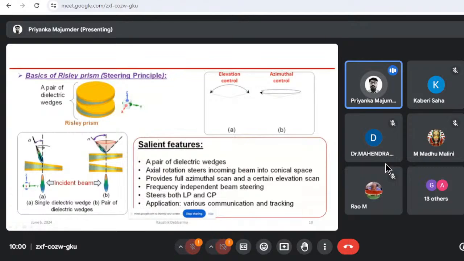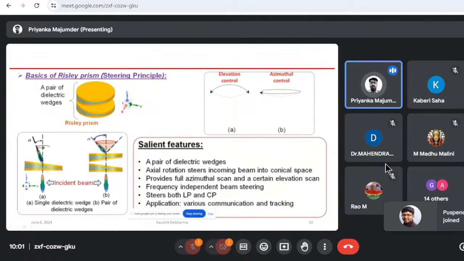rotate our eye box instead of head. So instead of fully moving the reflector or the dish, and imagine the dish antenna at your home, you're trying to hold it up and try to move it. Instead of doing that, you're just moving a small part, action.